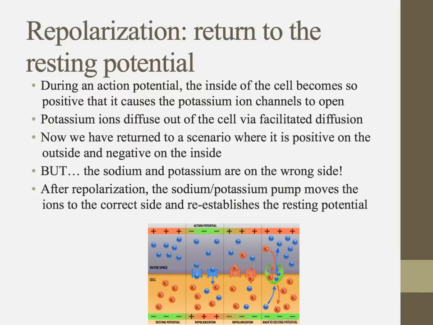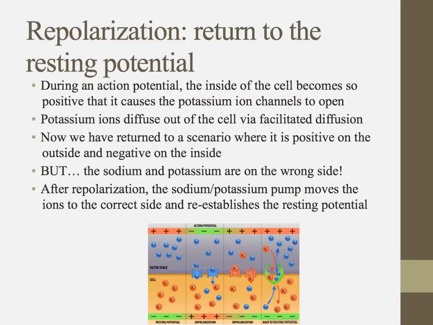Let me just do a quick diagram here. So resting potential, we started with sodium on the outside, potassium on the inside. During depolarization, sodium comes in, but that change to a positive environment causes the potassium ion channels to open up, and potassium goes out. So when the potassium leaves, we end up with a negative back on the inside again, and that's what we want, right? Positive on the outside, negative on the inside.